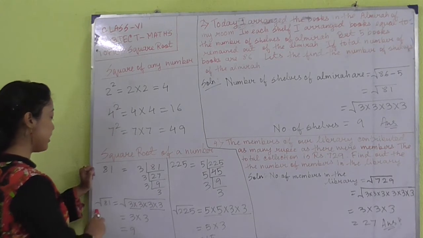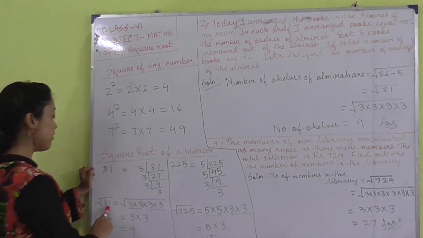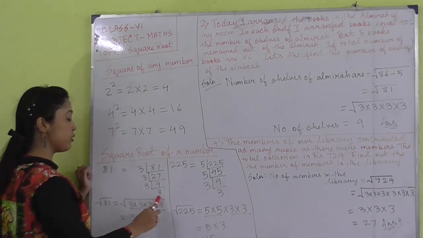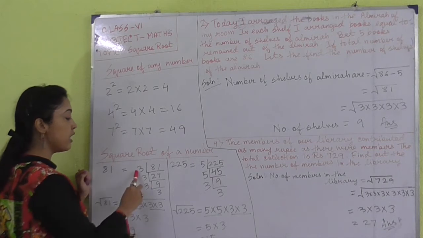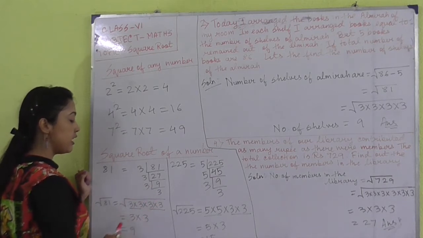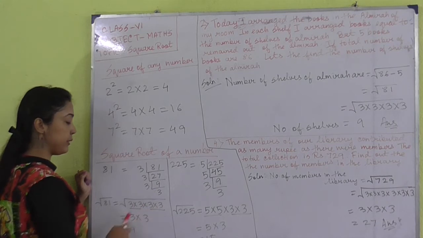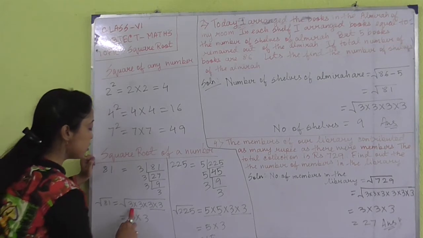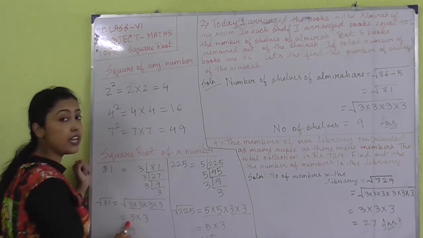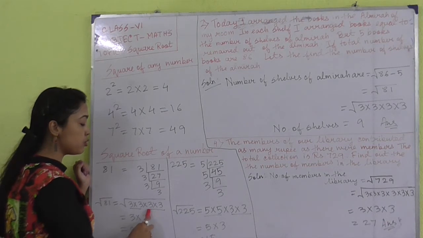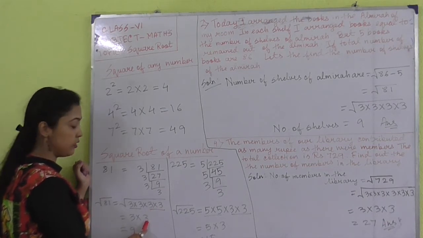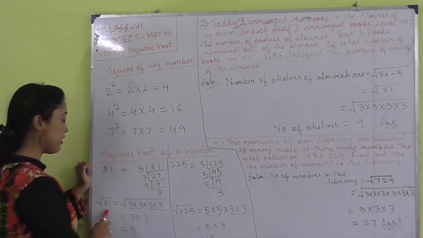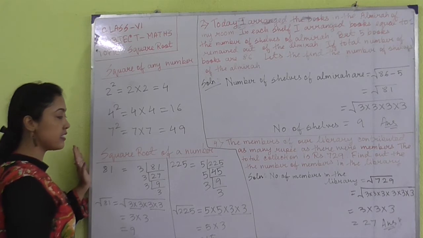Now root over 81, the root sign is given like this. How will you calculate root over 81? You put this square root sign over here, then write the four 3s, that is 3 into 3 into 3 into 3. From each pair of 3s I take one 3 as common. Now 3 into 3 comes to 9. So root over 81 comes to 9. I think this is clear to you.